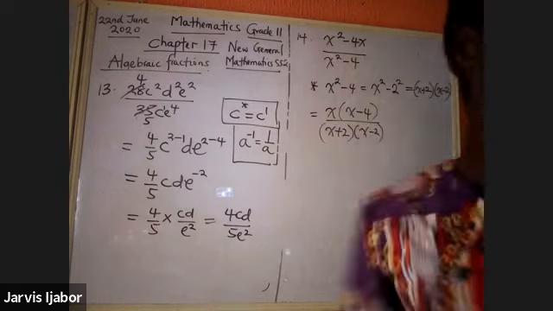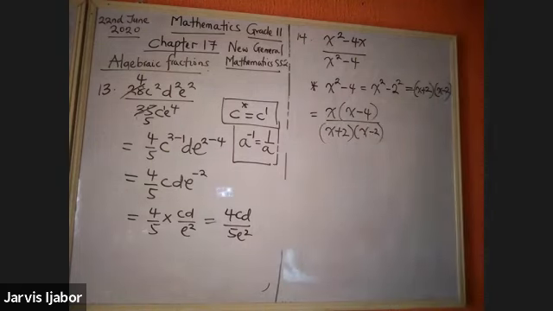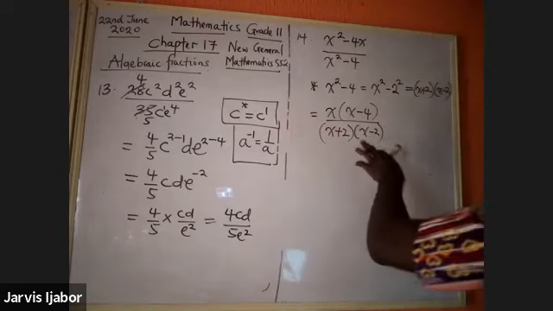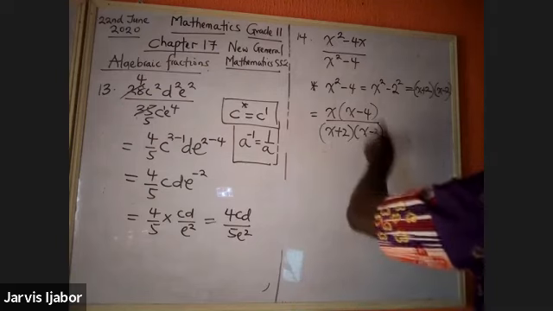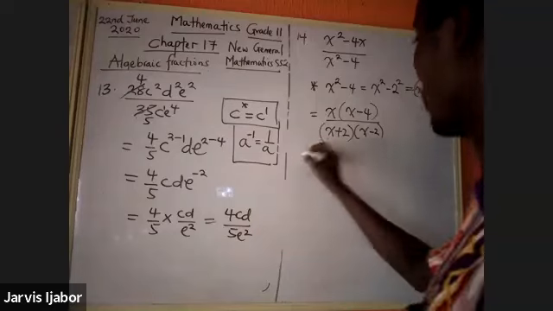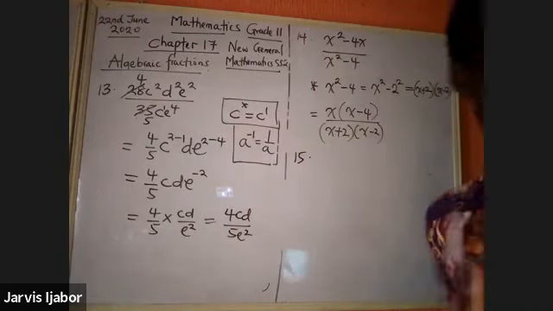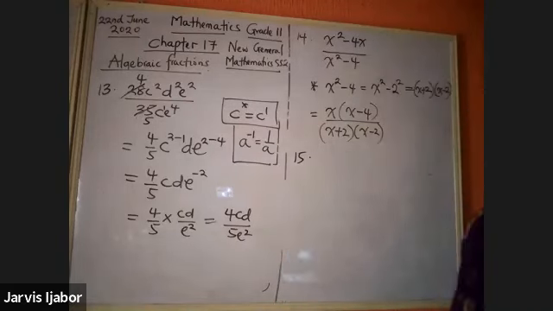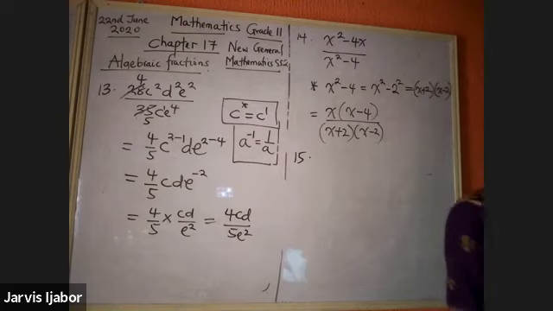You will discover at this point that nothing can be done. You can't do anything at this point, because this cannot cancel this, neither can this cancel this. They are composite algebraic expressions, and they are binomials that do not relate. So that's for question 14. Please take note of that question because that's the idea they want to pass across to you.